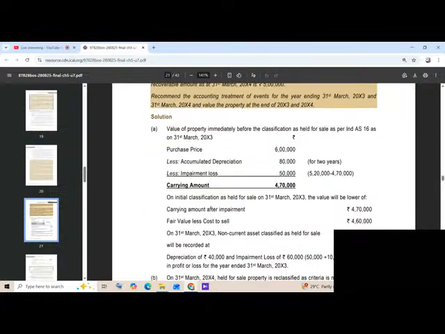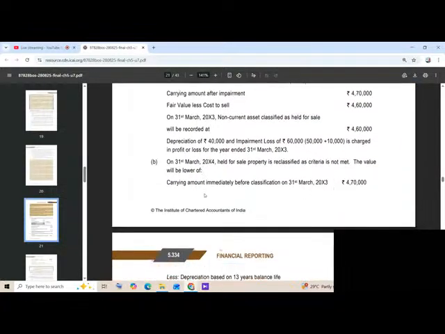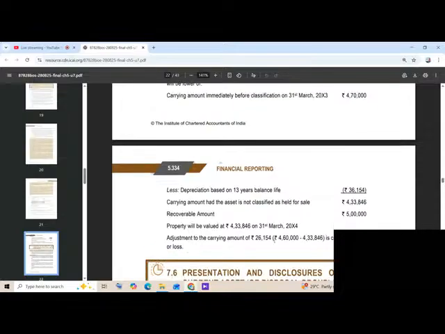Now, on 31st March X4, the property held for sale is reclassified as the criteria for held for sale are not met. The value will be the lower of: carrying amount immediately before classification, 4.7, less depreciation based on 13 years balance life, 36,154, giving the carrying amount had the asset not been classified as held for sale, 433,846; and the recoverable amount of 5 lakhs. Property will be valued at 433,846 on 31st March X4.